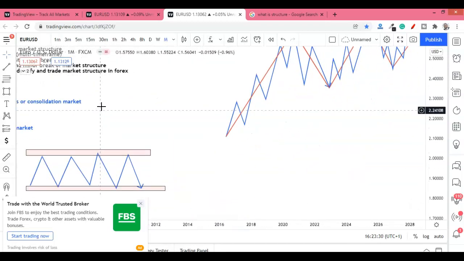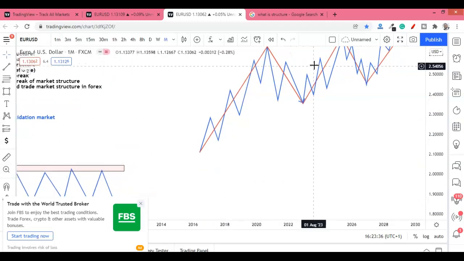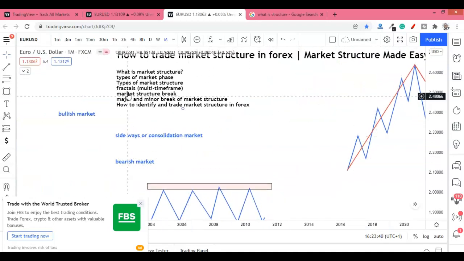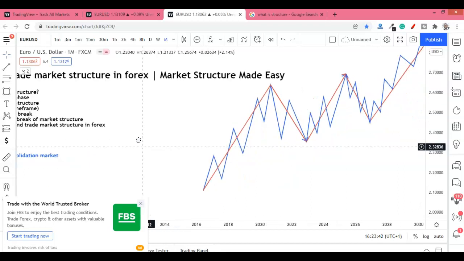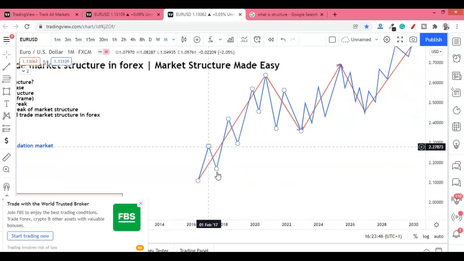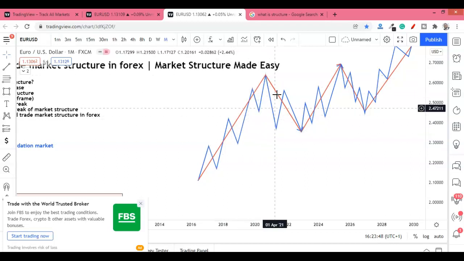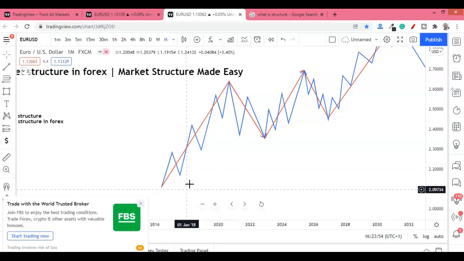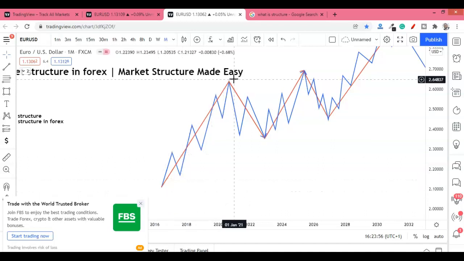So these are the three different types of market structure. We have the sideways move, we have the upward or uptrend, and we have the downtrend. Now let's go into fractals. A fractal is simply a repetitive pattern that happens within the market. To understand it better, we have to look at fractals in multiple time frames.